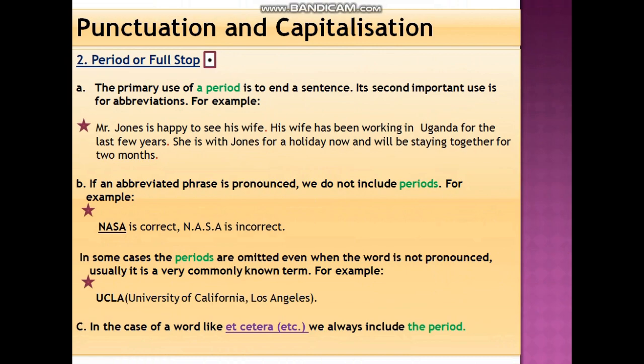Number 2. Period or full stop. Okay, number A. The primary use of a period is to end a sentence.